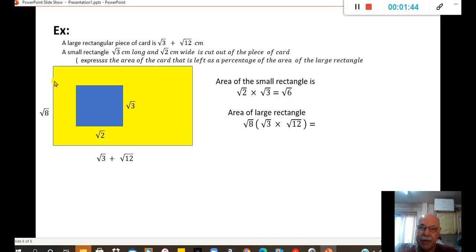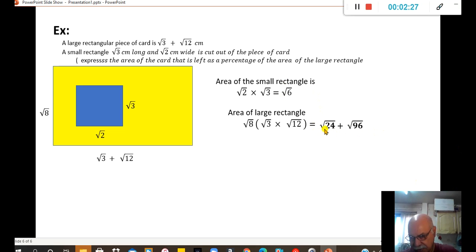After that, the area of the big rectangle becomes the square root of 8 times the square root of 3 plus the square root of 12. Sorry, I made a multiply here, it should be plus. That's why it becomes the square root of 8 times the square root of 3, which is the square root of 24, plus the square root of 8 times the square root of 12, which is the square root of 96. Now we must simplify this.